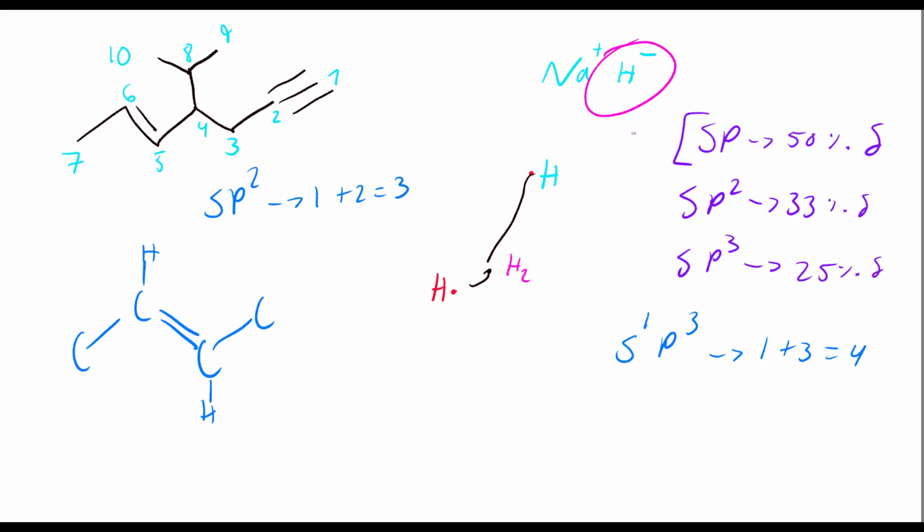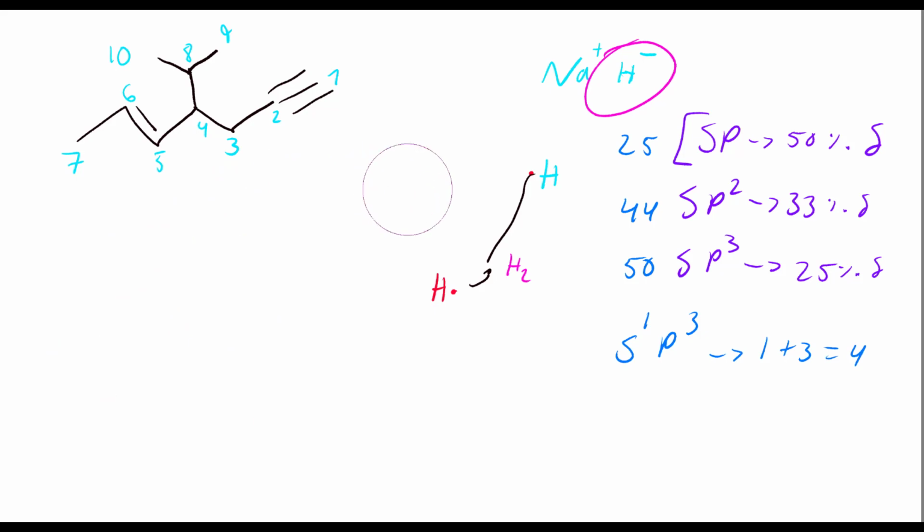So keep in mind this is going to be 25. You should know your pKa's: 25, 44, and 50, right? This is for carbon and hydrogen bonding. So 44 is not that good. If anything, out of this whole molecule, I want something that gives me 25 pKa, because the less pKa you have, the more acidic you are.